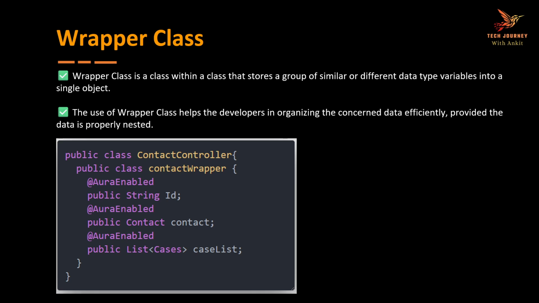You should go for the wrapper class whenever you want to organize the concerned data in an effective way. For example, let's say you are dealing with the contact data, but at the same time you also have to get details like how many opportunities are linked to the contact, how many cases are linked to the contact, right? What all different additional details do you want to fetch and put on the data table? In such scenarios, you will go for the wrapper class, because with the help of the wrapper class you can organize the data in an effective way.